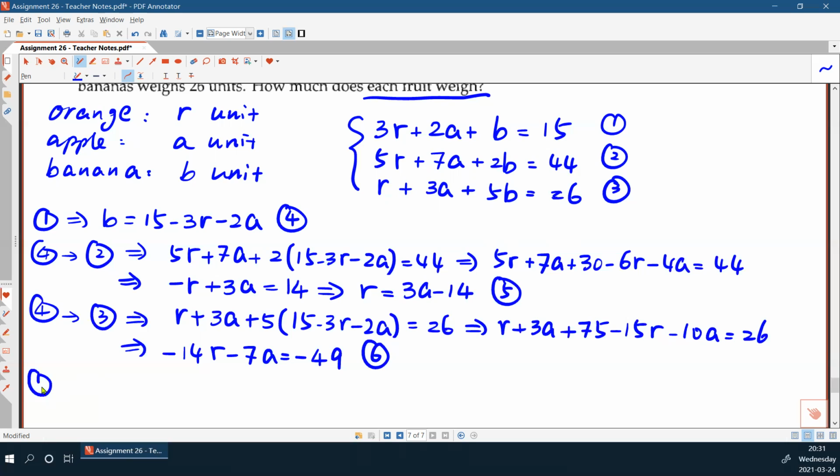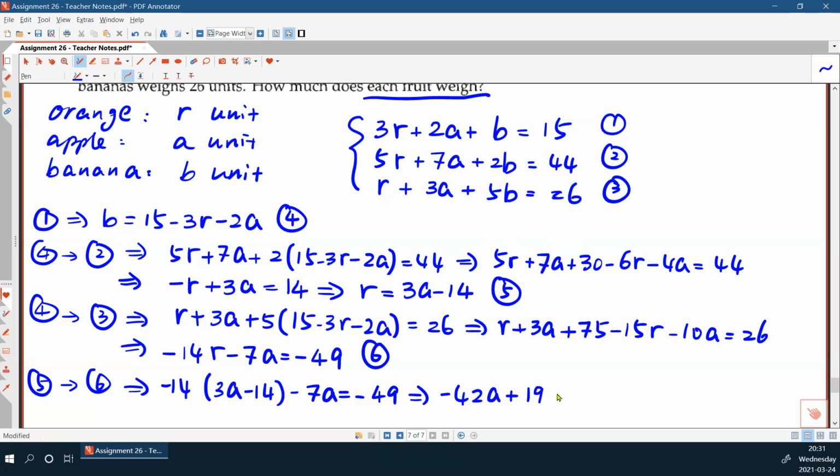Then we can put 5 into 6, right? So this will give us minus 14 times (3A minus 14), minus 7A equals minus 49, right? So this will give us minus 42A plus 196 minus 7A equals minus 49. So we can solve A is actually 5, right?